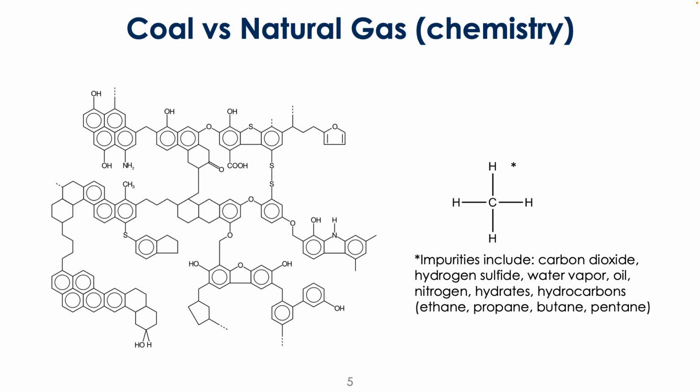On the flip side of things, natural gas is probably the simplest, right? It's just methane, CH4, but that in itself, when you extract it, will also include impurities. Things like carbon dioxide, hydrogen sulfide, oil, nitrogen, all this other stuff. So even though the molecule itself of natural gas is fairly simple, there are processes that need to happen in order to reduce the impurities to some extent.